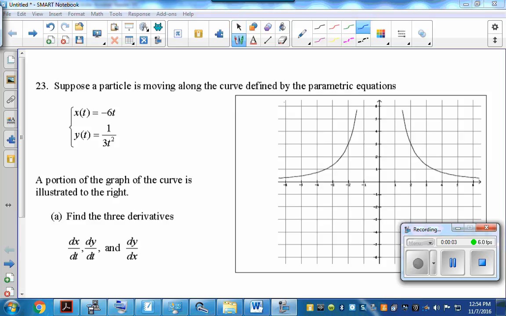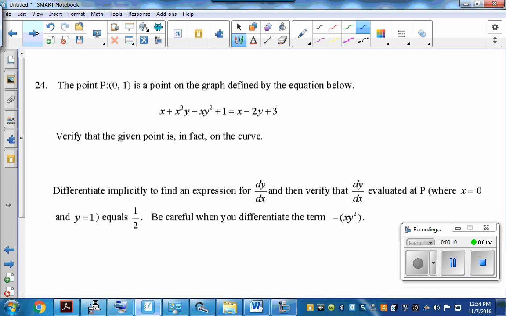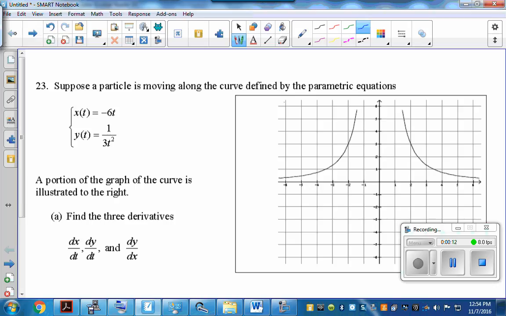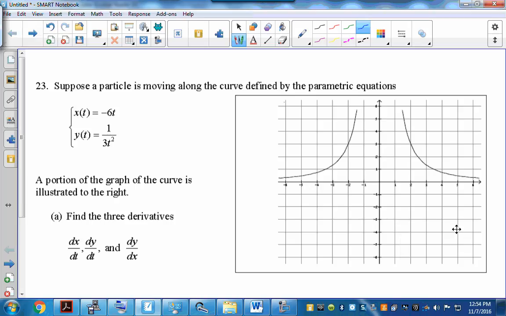Okay, this is the Chapter 4 test. I want to go over problems 23 and also problems 24, and then you can ask questions tomorrow. 23. Suppose a particle is moving along a curve defined by the parametric equations.